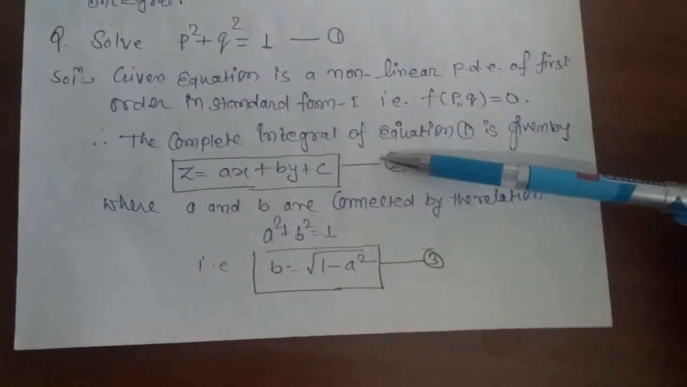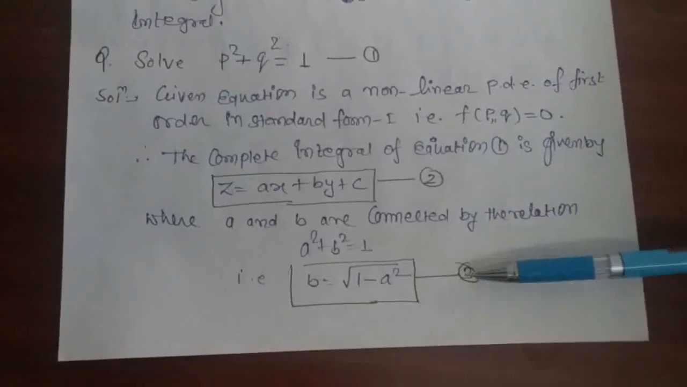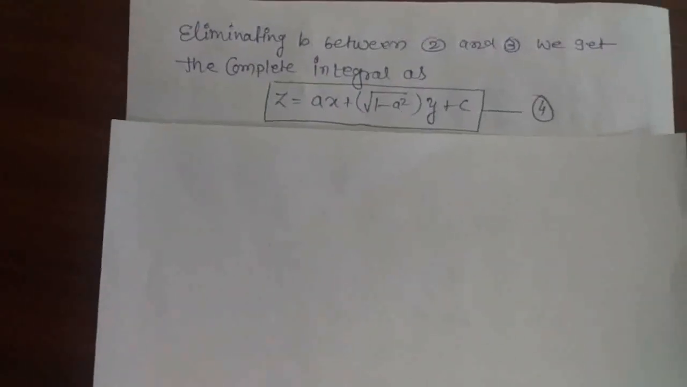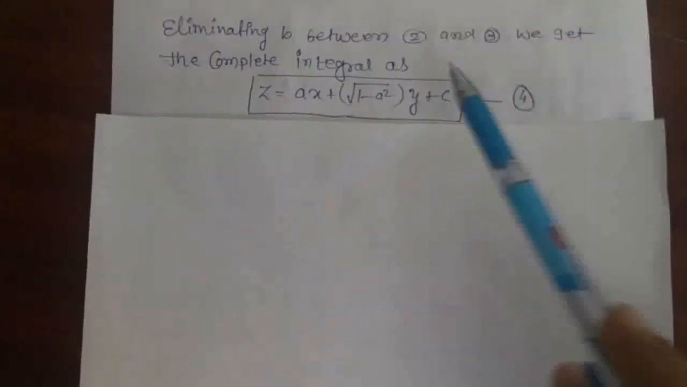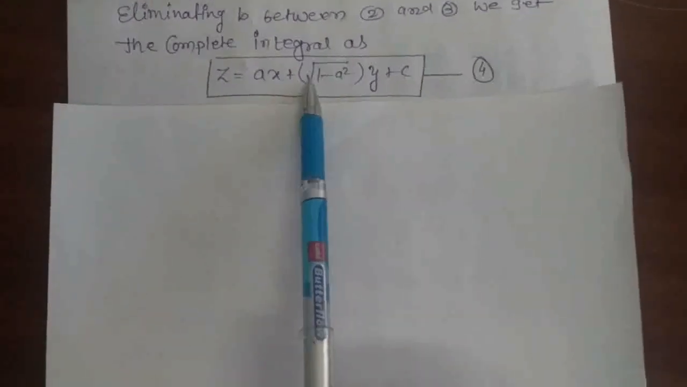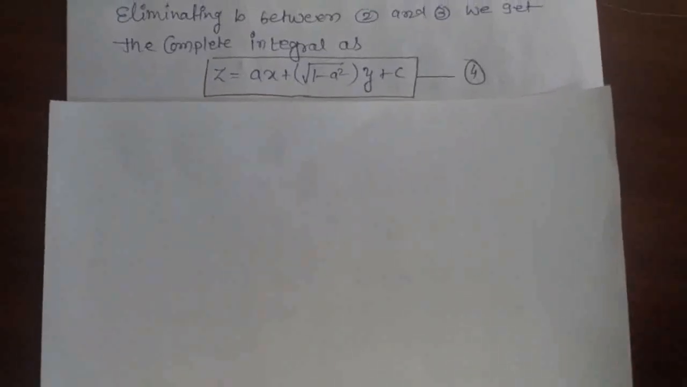Now eliminating b between second and third, that is putting the value of b from third into second, we get the complete integral of the given equation is z equal to ax plus root 1 minus a square y plus c. So this is the complete integral of the given equation.